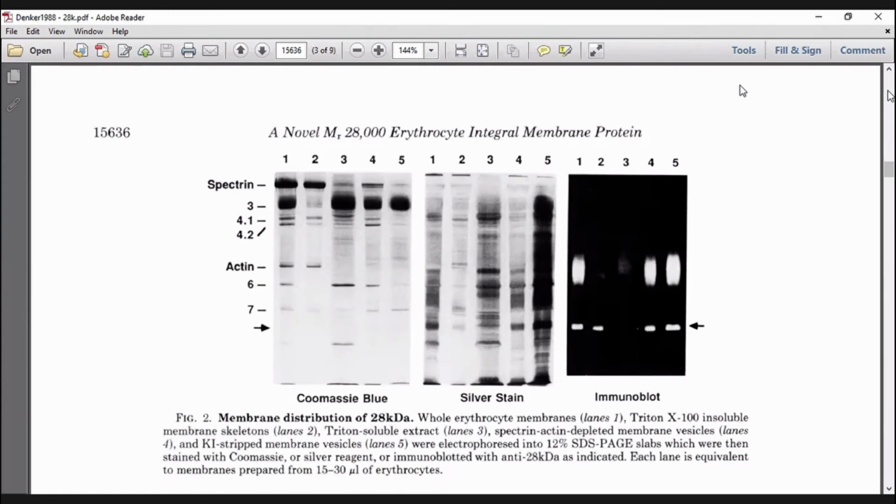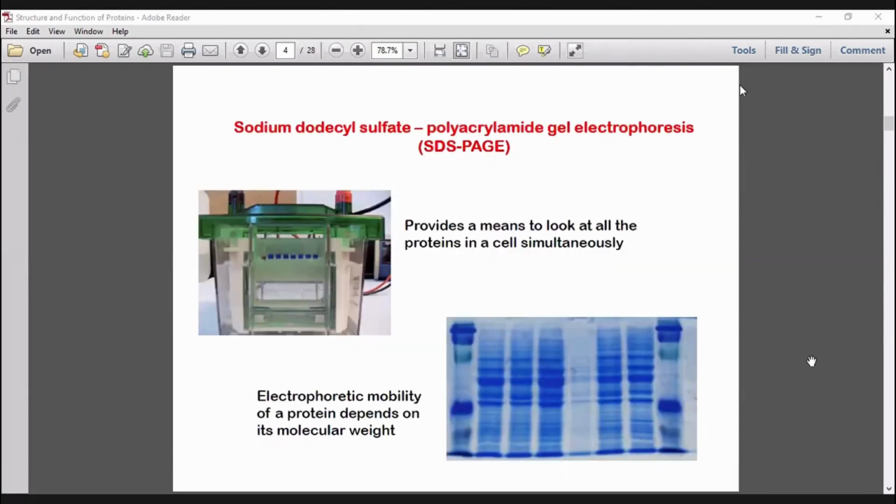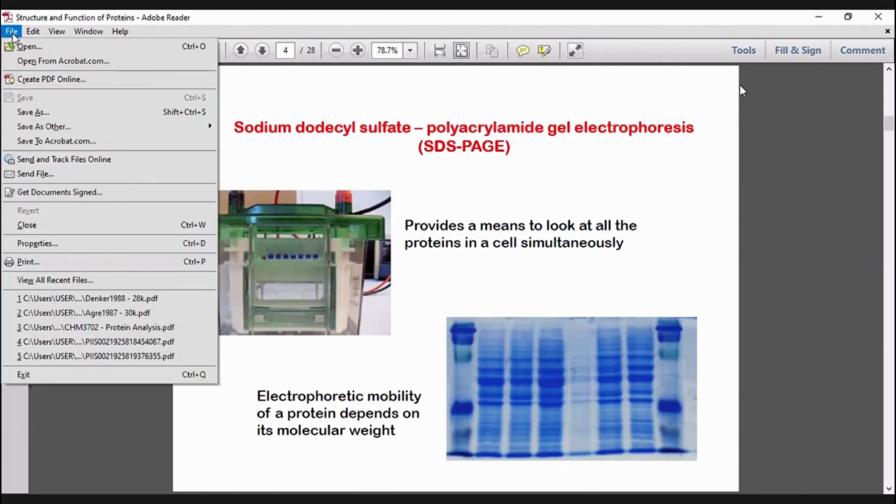So, a lot of things you can learn from how these great people discovered something. They don't plan it. It happens by accident. They don't plan it. The importance of SDS-PAGE is something that, in our history, plays a very important role in the discovery of important molecules.